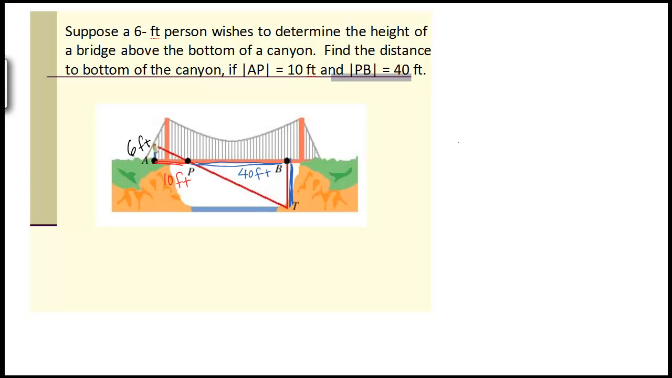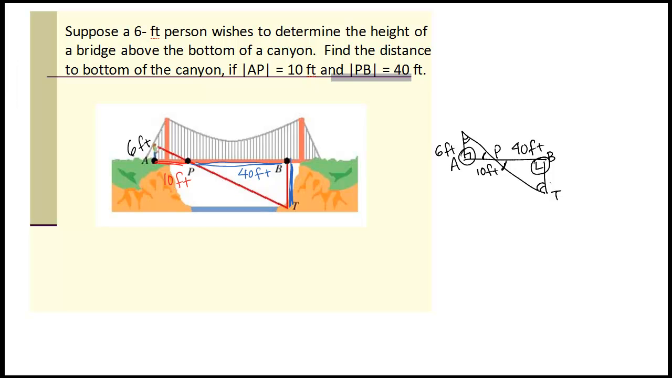So let me go ahead and redraw it. Here's my 6-foot person. Here's my 10 feet. Here's my 40 feet. And here's my unknown. We should know that this angle and this angle are equal because they're vertical angles. We know that they both have a right angle. So by default, the third angle must be equal.